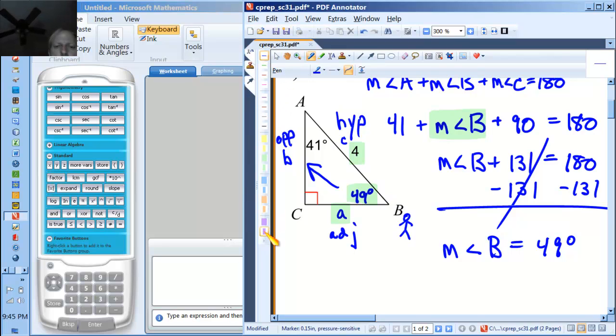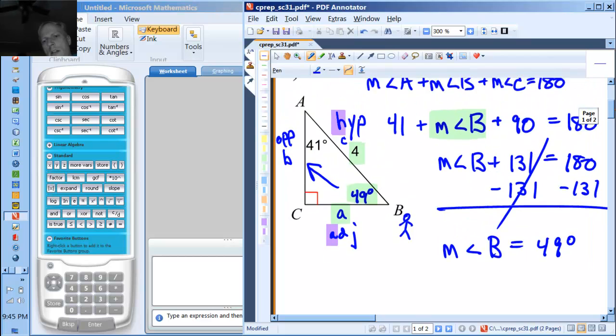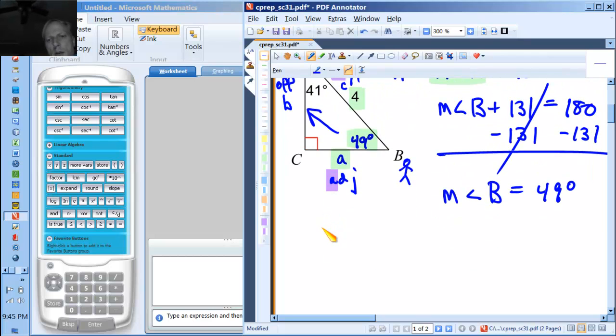Now I ask, which trig function uses the adjacent and the hypotenuse? Well, that would be cosine. Cosine uses the adjacent and hypotenuse. It's the CAH in SOHCAHTOA. So that means my trig equation is going to end up being the cosine of 49 degrees is equal to A over 4.